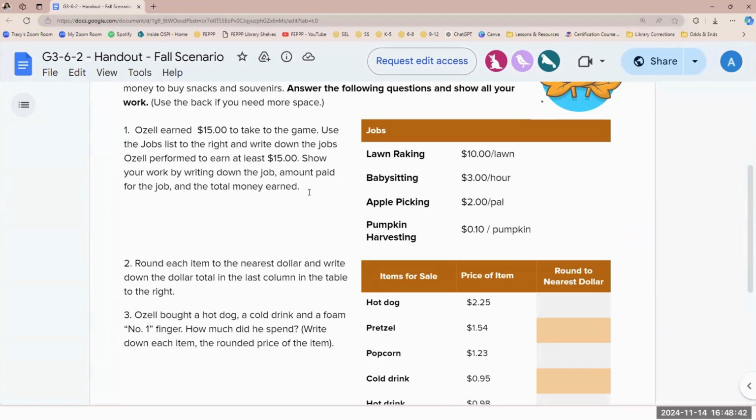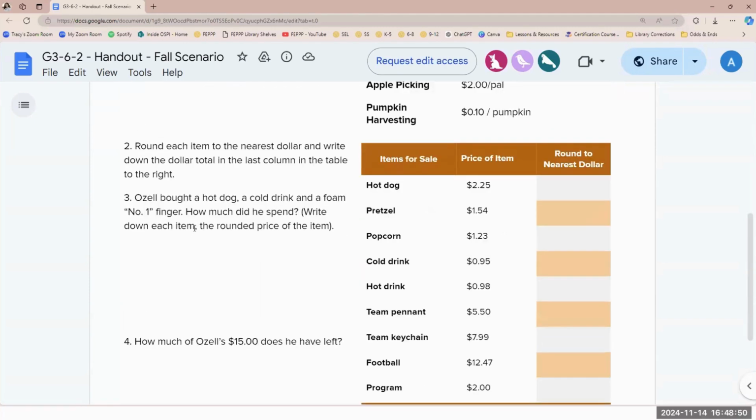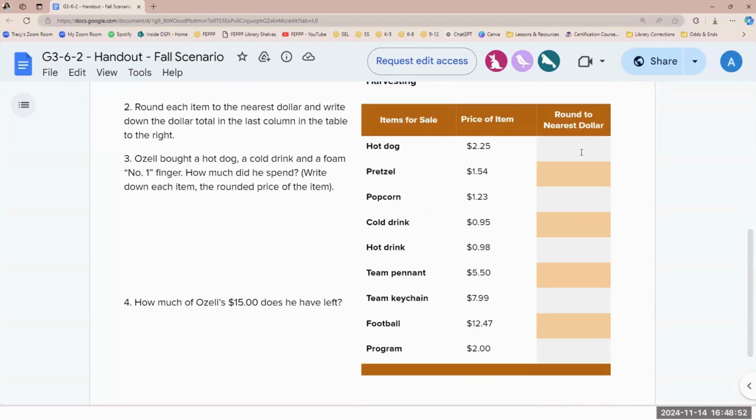So that's sort of the first section. Okay. The next part asks the students to round each item that you might find at a football game to the nearest dollar and write down that dollar total over here. Okay, so we have all of our items here for sale.